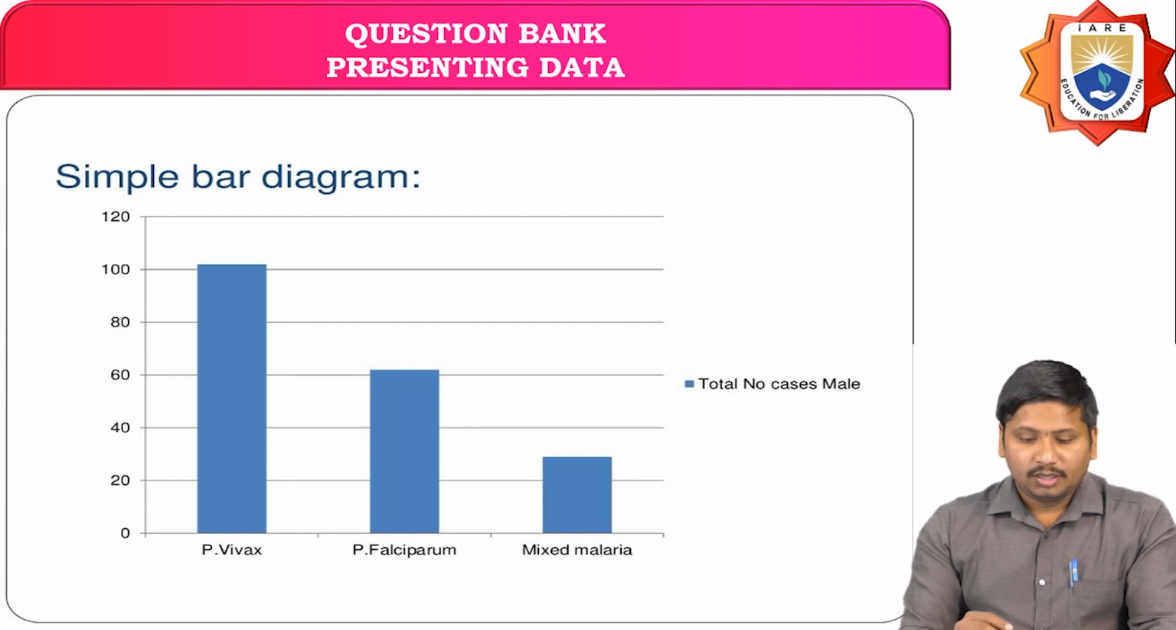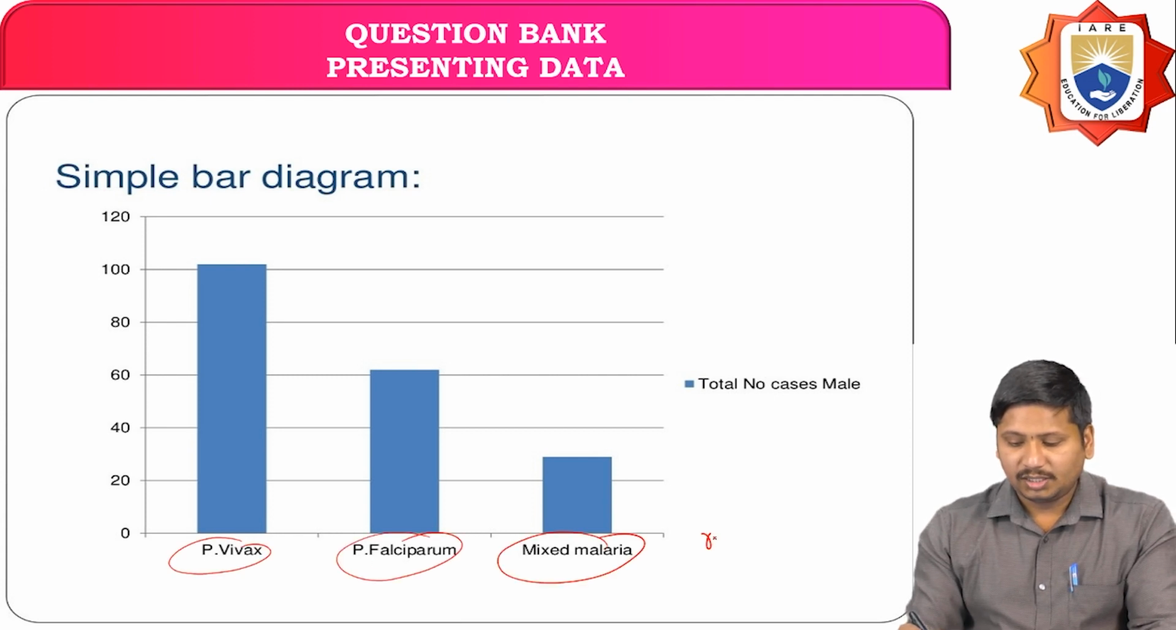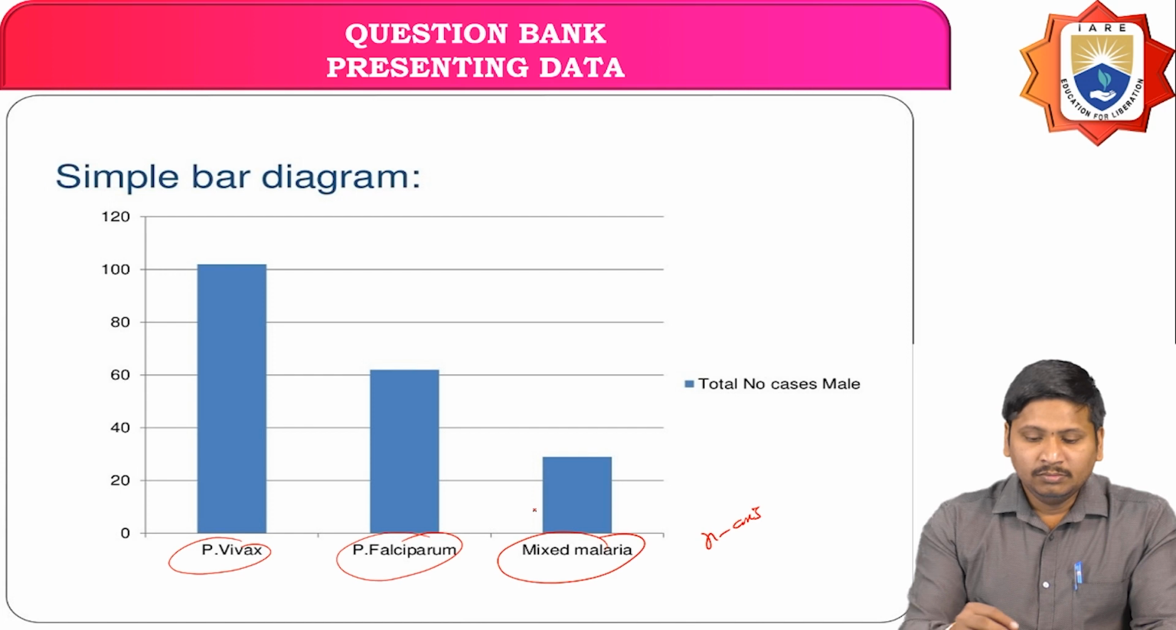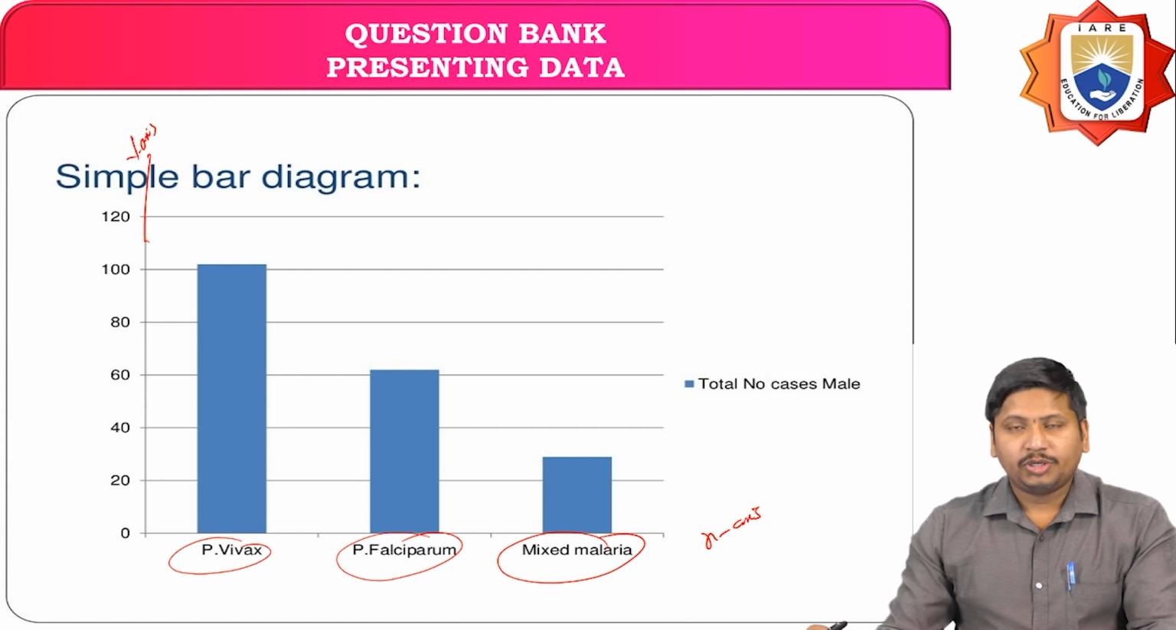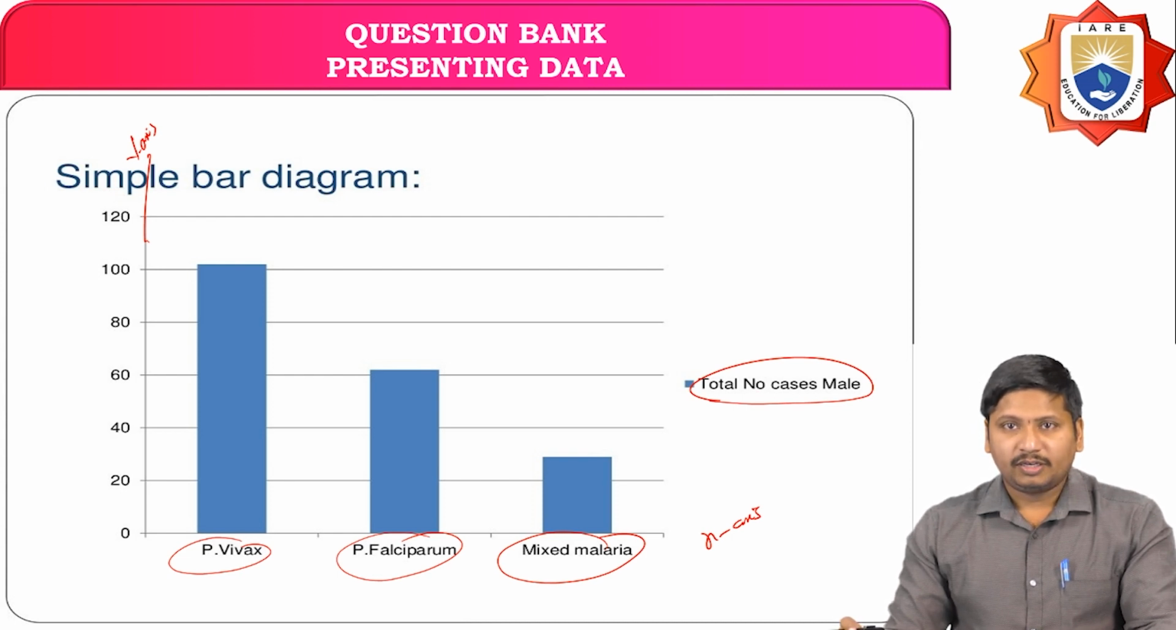So here I'm taking the types of disease on the x-axis, and on the y-axis I'm going to take the frequency, that is the total number of cases of males affected through Vivax, falciparum and mixed malaria diseases.